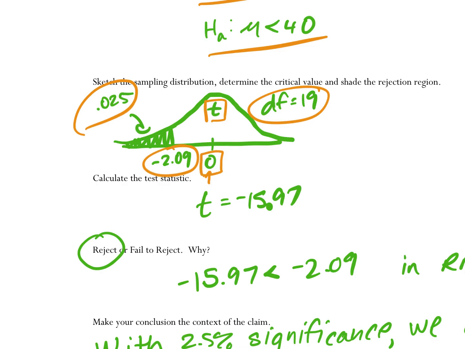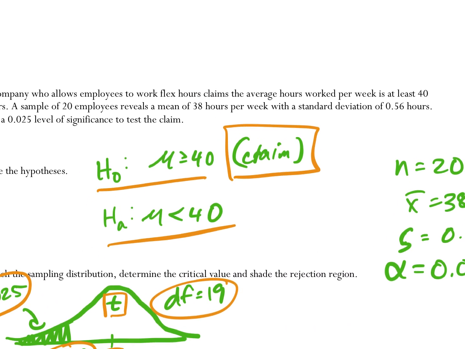Don't we know the standard deviation? What standard deviation do we know? When we look at this, it's saying the sample reveals a mean with a standard deviation. So that 0.56 isn't describing the population, it's describing the sample of 20. So what we have is S, not sigma. There's no question, that is how I'm going to try and trick you.